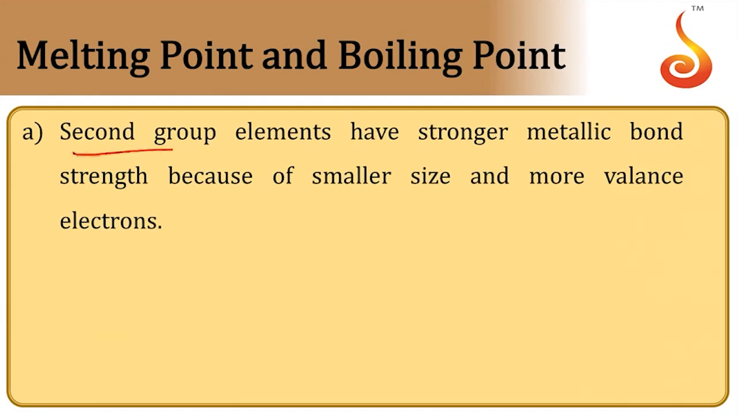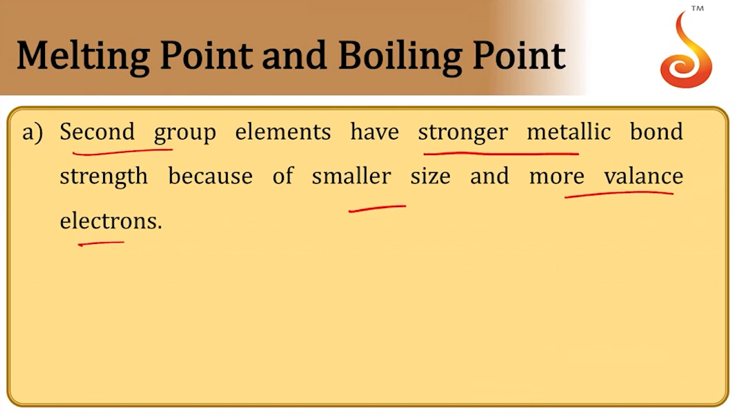Then when it comes to second group elements, they are having stronger metallic bond, because second group elements are smaller in size and we have more number of valence electrons. Therefore they have a stronger metallic bond, that is because of smaller size as well as more number of valence electrons.